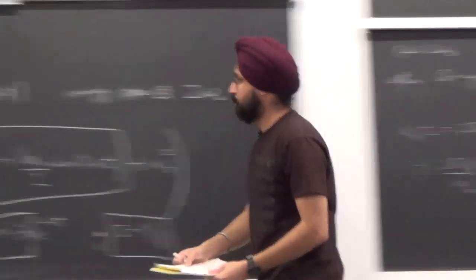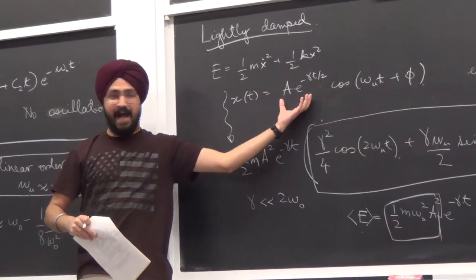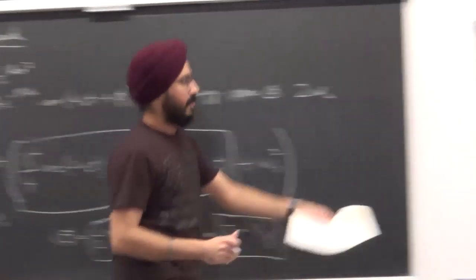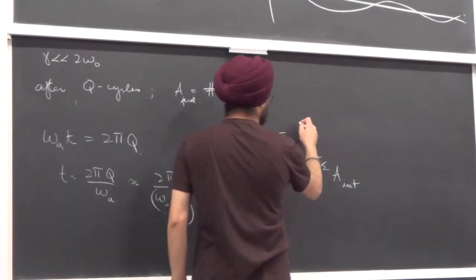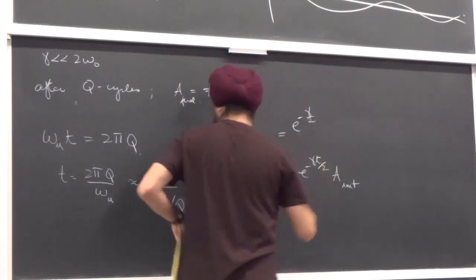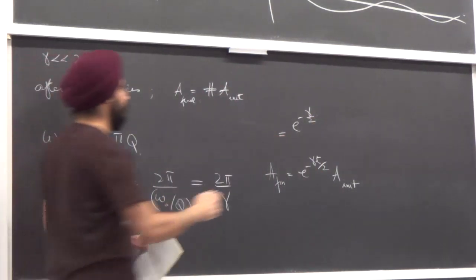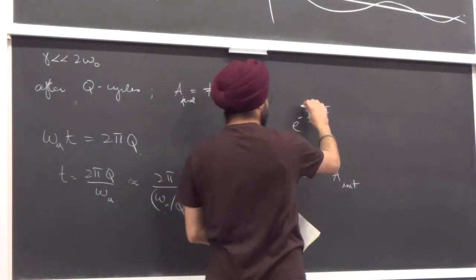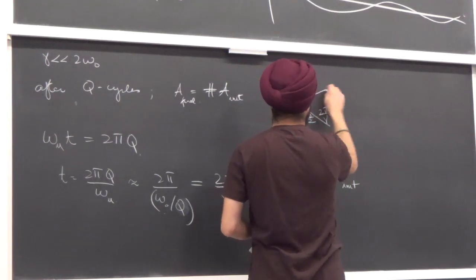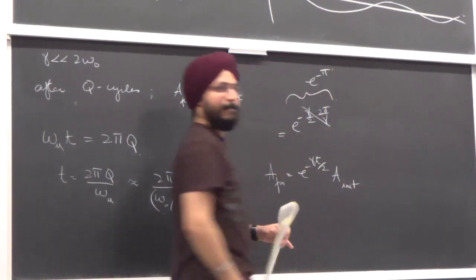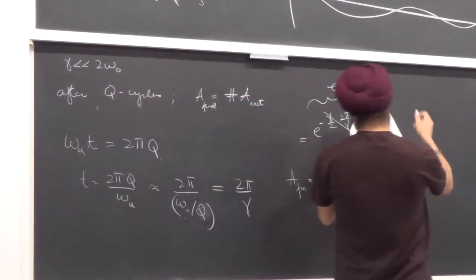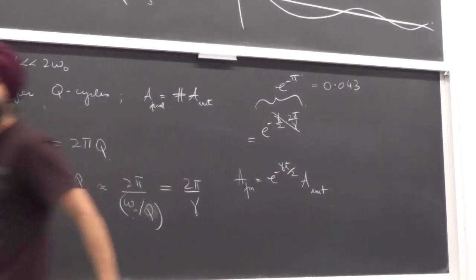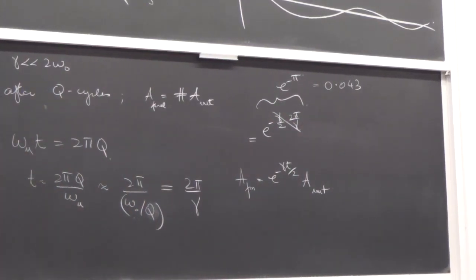As you can see from the solution up here, amplitude is falling down by the exponential e to the minus gamma t over 2. I put this back here. What do I get? E to the minus gamma over 2 times the time for the Q cycles, which is 2 pi over gamma. The gammas cancel off. This thing is just e to the minus pi, which is about 0.043. It is independent of omega naught. It's independent of gamma.